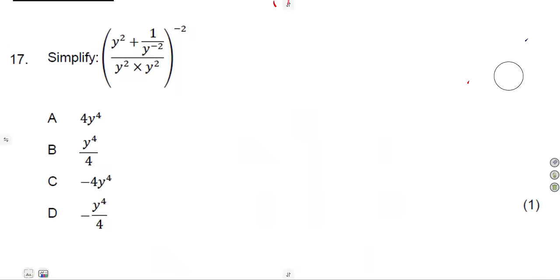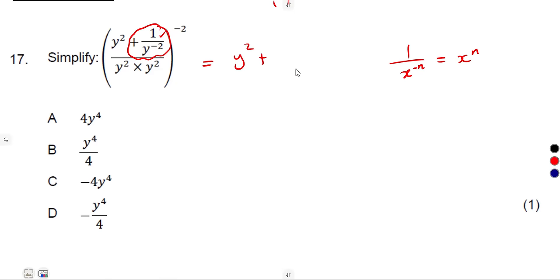Just look into these. We can see that, okay, some basic laws here. 1 over x to the exponent of -n. If there's a negative there, it's going to change to x to the exponent of n. So this is exactly what you needed here. So it was going to be y squared plus y squared. 1 over this. So it's x to the exponent of n. So that's y to the exponent of 2. You just get rid of that negative over. That's a product here. Remember, a product, you add the exponents. So it was going to be 2 plus 2, which is y to the exponent of 4.